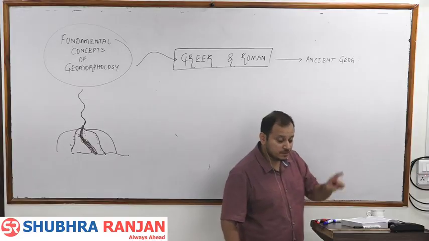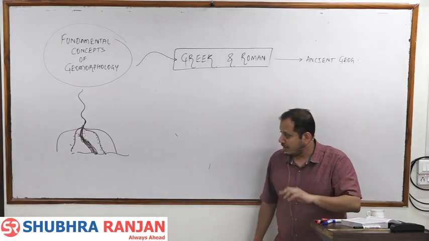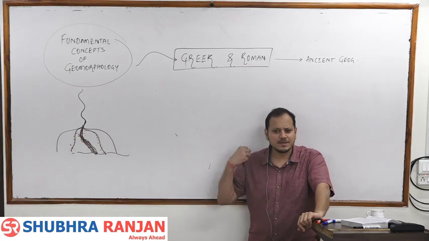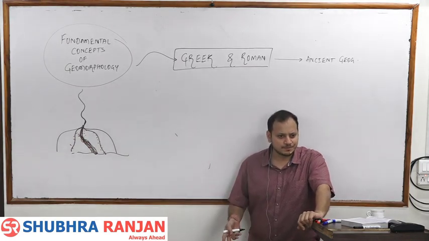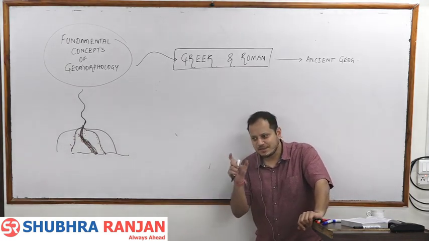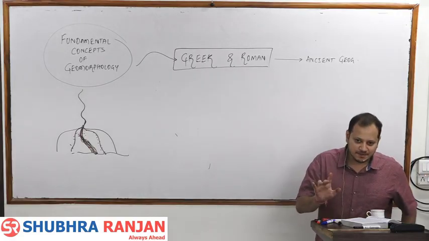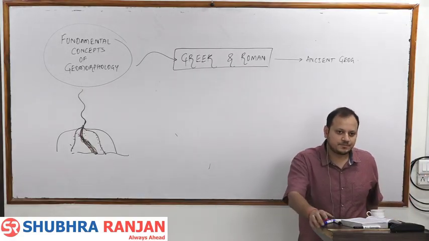But the only difference between GS and optional is that in GS there is no need of a diagram. In GS there is no need of mentioning Strabo. In the optional you will have to mention Strabo. Right? Getting it? Next.